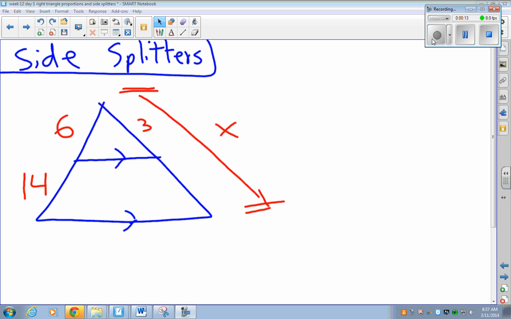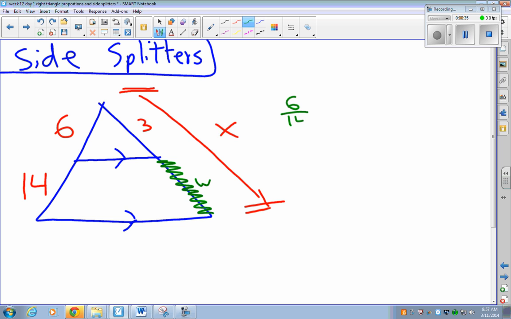So here's the last type of side splitter. And from my previous examples, this one's forcing you to do something with that total length. Okay, so it's parallel, so I can do it. And you would want to do this if this was given, let's say that thing was a W. You would want to do 6 over 14 equals 3 over W.